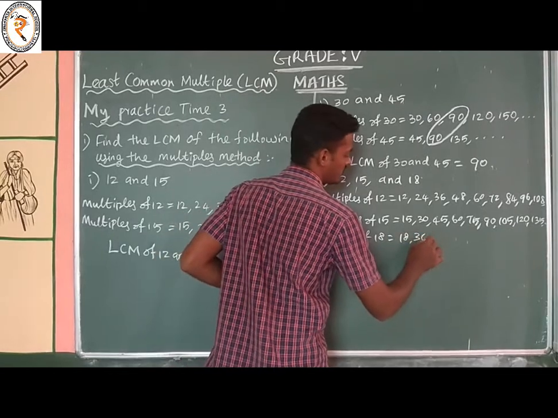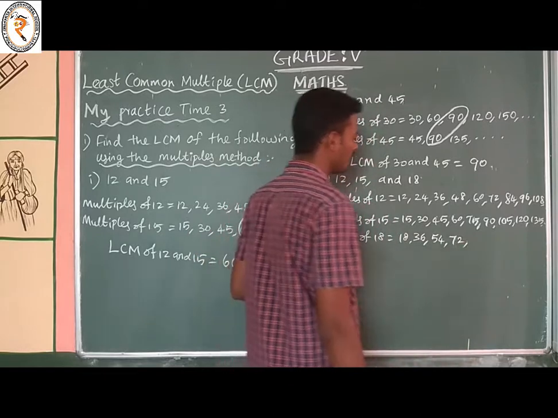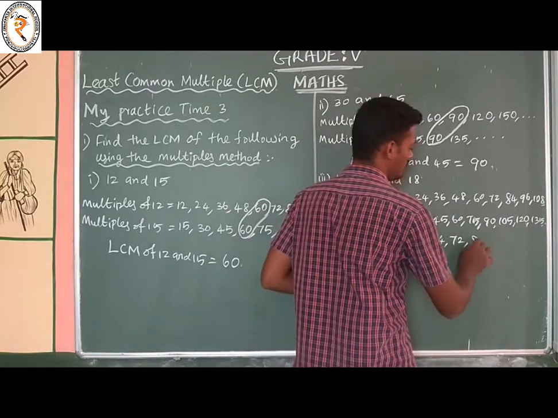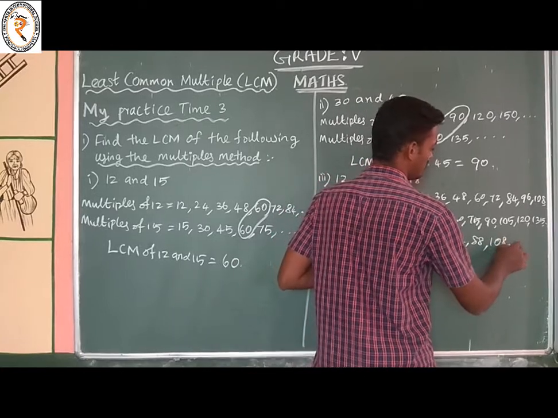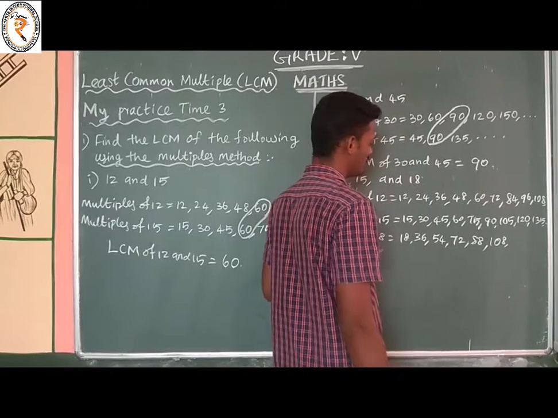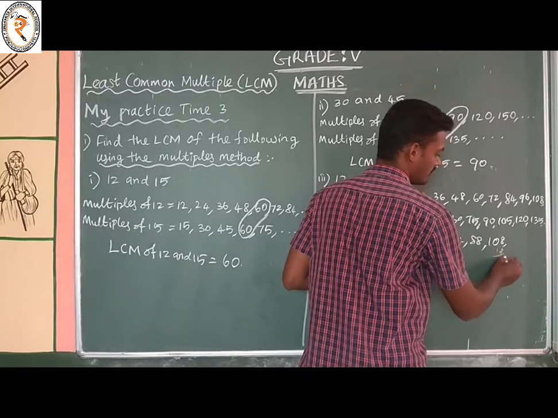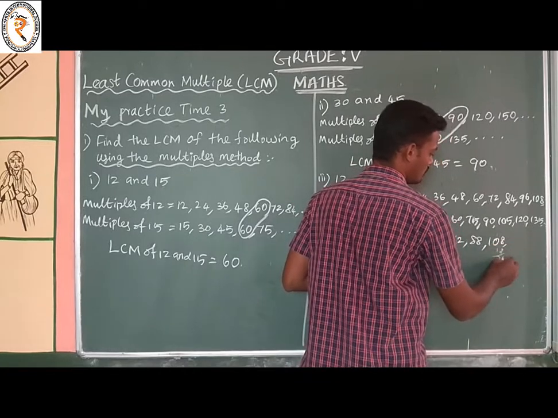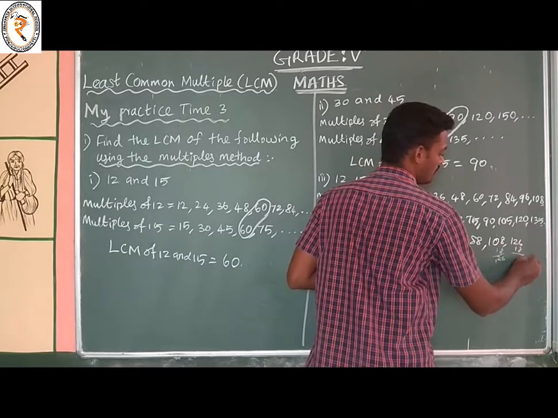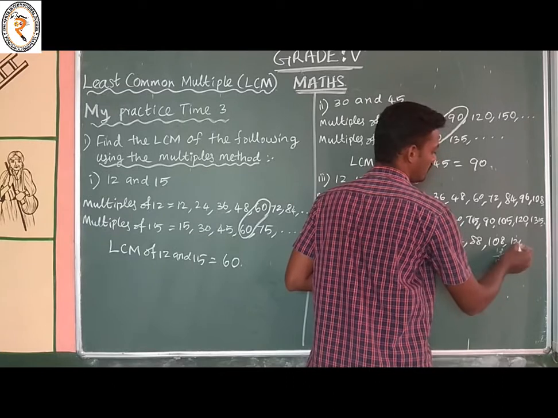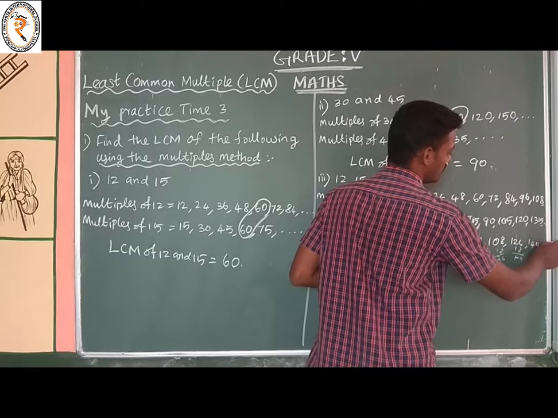18, 36, 54, 72, 90, 108, and it goes on: 108 plus 18 is 126, then 144, and so on.